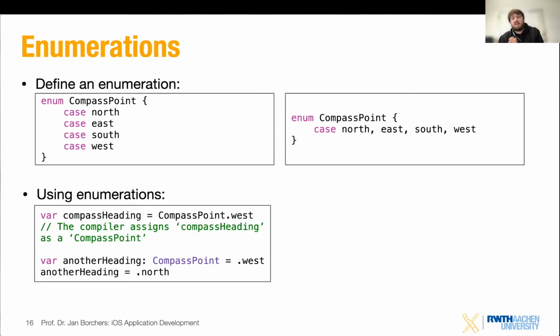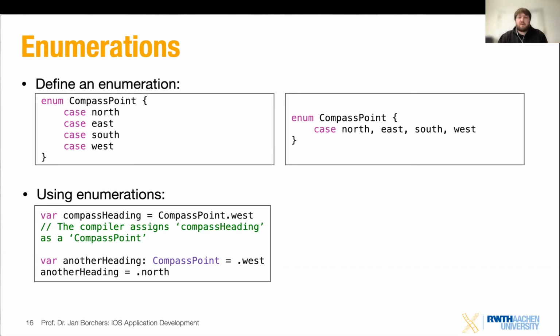And this is why this is helpful: it makes sure that you use the correct terms, the correct values for a type. So if we assign the type compass point to another heading, we can assign it directly with an equal sign, and then we don't even need to specify that it's a compass point, because we assigned that with the type directly. You can simply write .west, and it will assign the compass point .west to this another heading. Or if we change it to .north, it will also assign this.